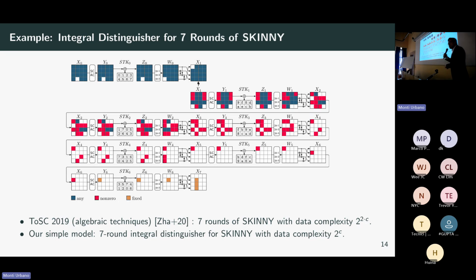But when I refer to the literature, I found that some researchers actually don't care about these links. For example, in ToSC 2019, there was a nice paper which exploited algebraic techniques.